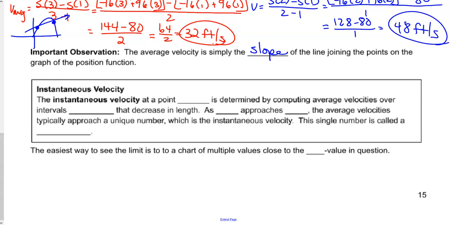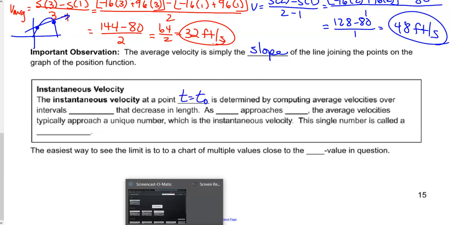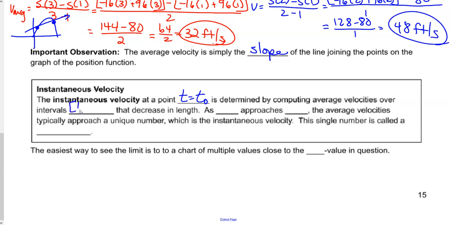Now, the instantaneous velocity, let's expand upon this. The instantaneous velocity at a point t equaling t naught is determined by computing average velocities over intervals from t naught to t1 that decrease in length. Let me say that again. This interval, we're looking around this t naught, but I'm decreasing this interval.